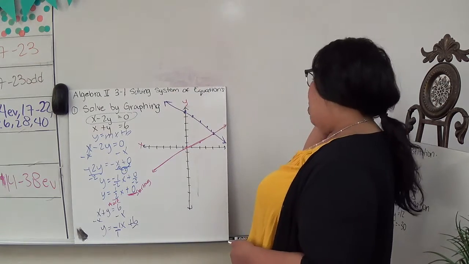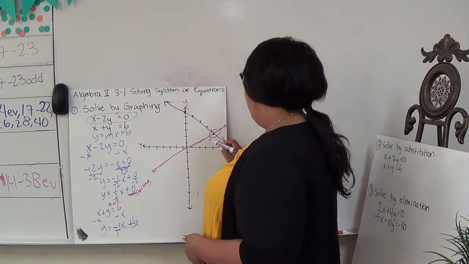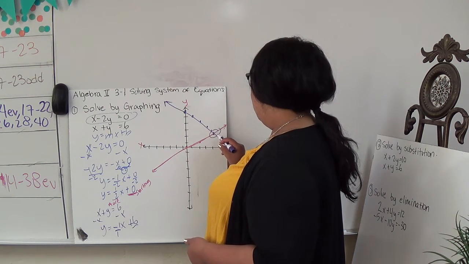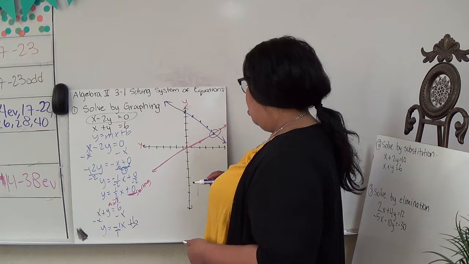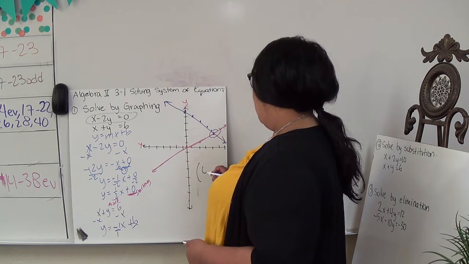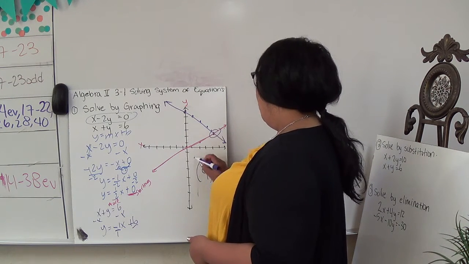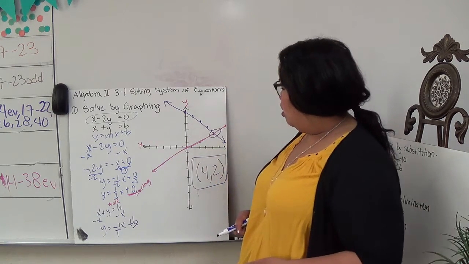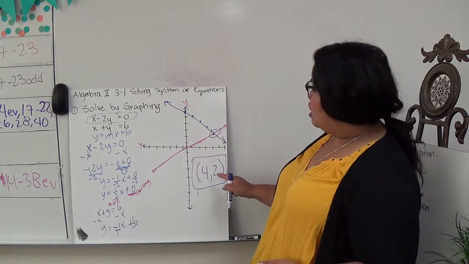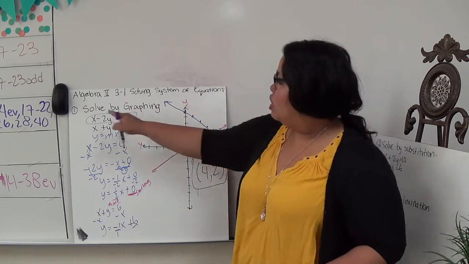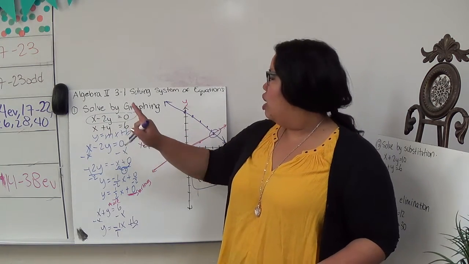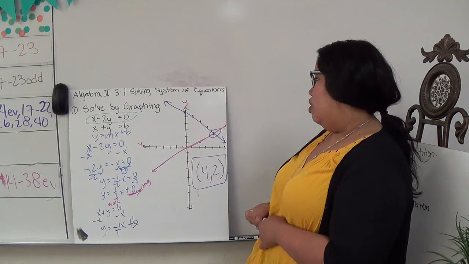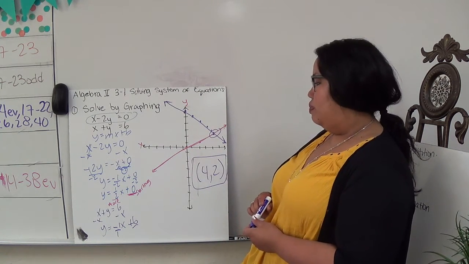And this is where they overlap. So this is my overlapping point. 1, 2, 3, 4, up 1, 2, up 2. So 4, comma 2. Hopefully that's right. Actually, my graph is not exact, so it's a little harder to tell. But what this means is if I plug this in, my x and y, to here, it should prove this equation true. My x and y here, it should prove this equation true as well. So it works for both.